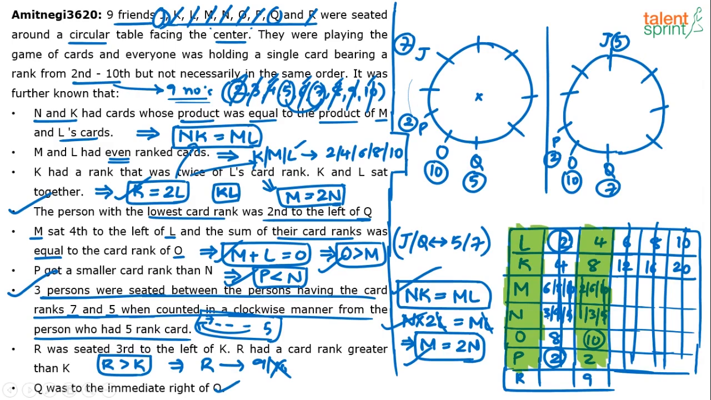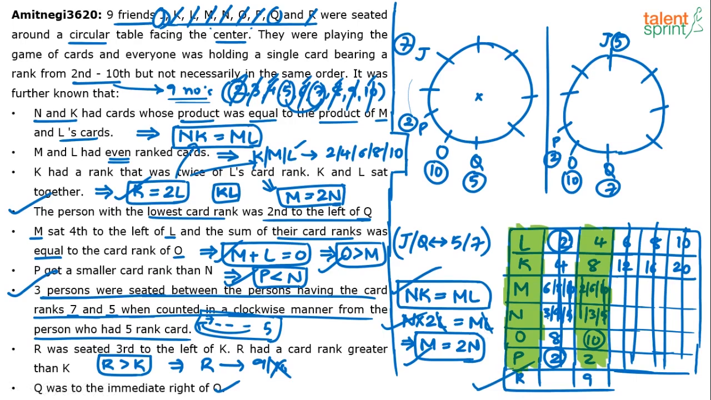And always when you come from the 5th rank card in the clockwise direction, you'll find 3 persons. 1, 2, 3. From 5th in the clockwise direction. Here also from 5th in the clockwise direction. So 4 persons have been arranged: J, Q, O, P, with their numbers. So I think with respect to numbers, we are done. We know all the numbers now. Now try to fix other items.